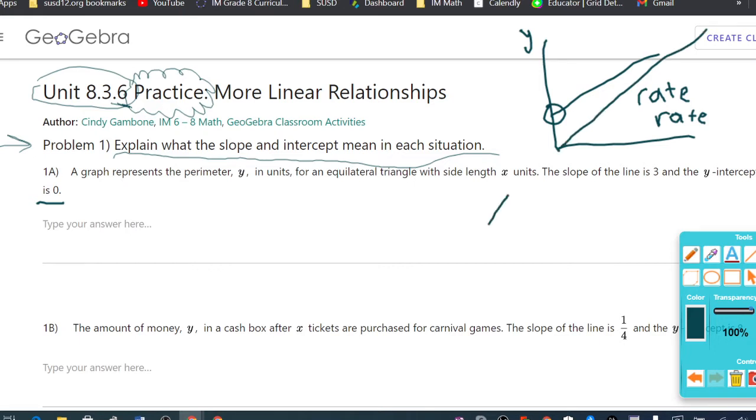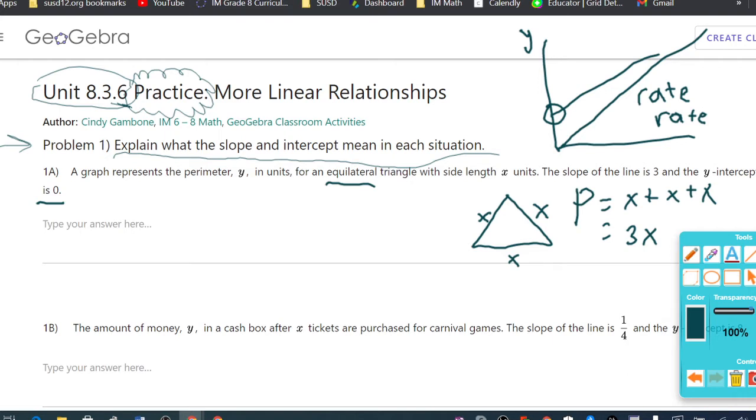Well, first let's just draw a picture of this situation. It says an equilateral triangle with side length x. Now, what is the perimeter of this triangle? Equilateral triangles have equal side lengths. So the perimeter, I'm going to write P, but our problem calls it y. Anyway, the perimeter is going to be x plus x plus x. That is the perimeter around this triangle. Or we could just say 3x.